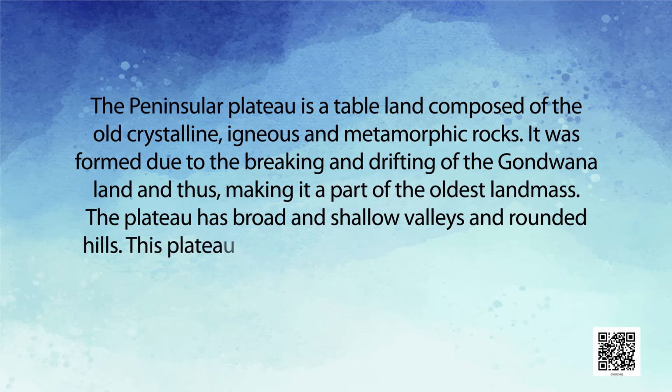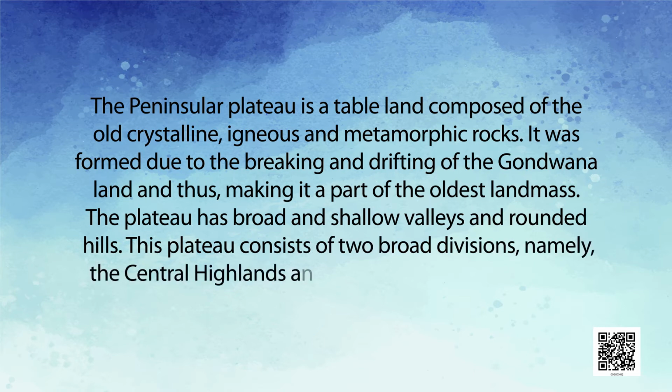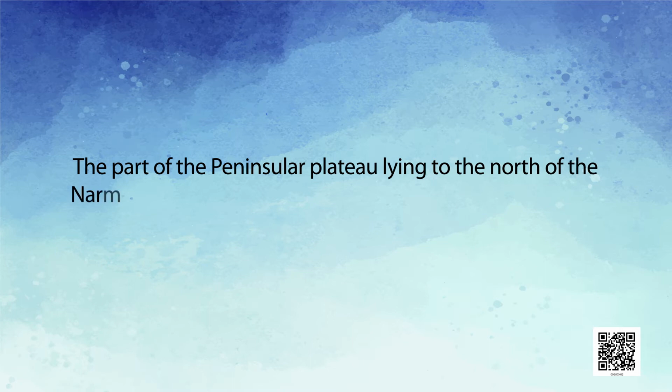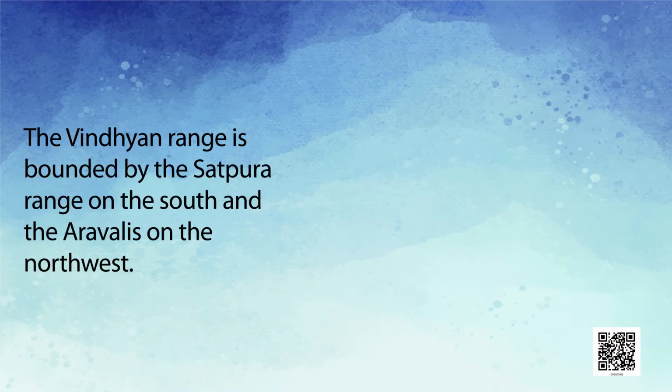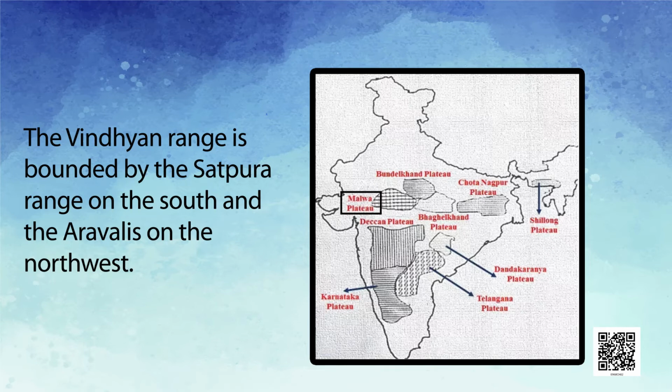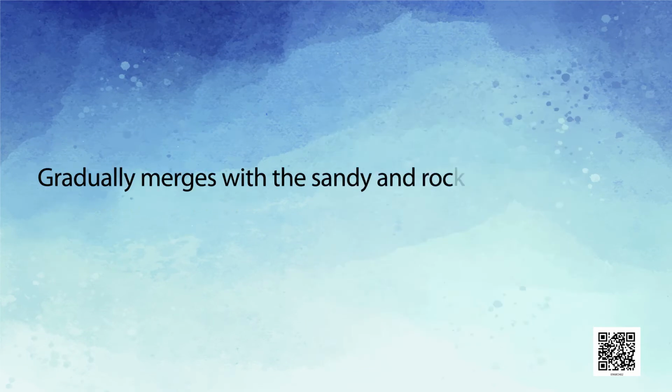This plateau consists of two broad divisions, namely the Central Highlands and the Deccan Plateau. The part of the Peninsular Plateau lying to the north of the Narmada River, covering a major area of the Malwa Plateau, is known as the Central Highlands. The Vindhyan Range is bounded by the Central Highlands on the south and the Aravallis on the northwest. In the west, it gradually merges with the sandy and rocky desert of Rajasthan.